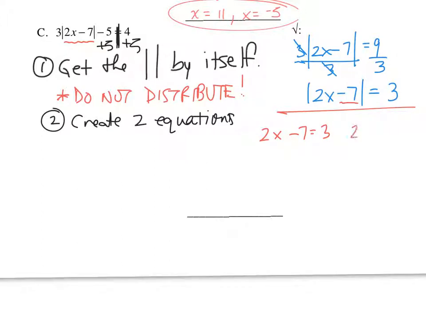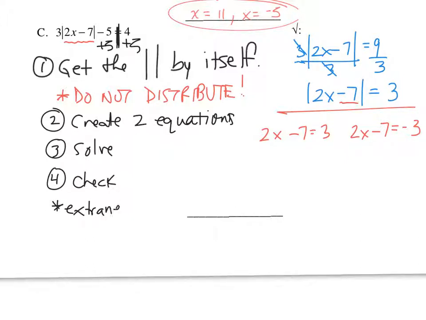All right, so 2x minus 7 equals negative 3. Okay? All right, step number 3, solve. From here, you should be able to do this part on your own. Solve for x, get 2 different x values. See what you come up with. And for those people that are working ahead, step 4 is going to be to check. The reason why you have to check is because of extraneous solutions that won't work. Okay?